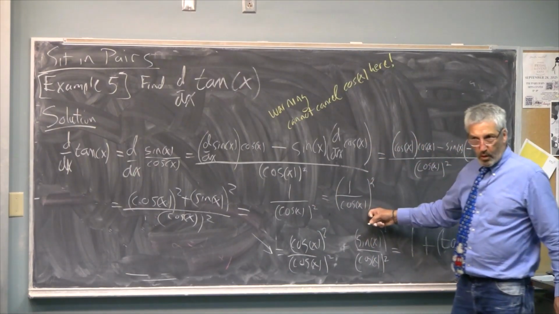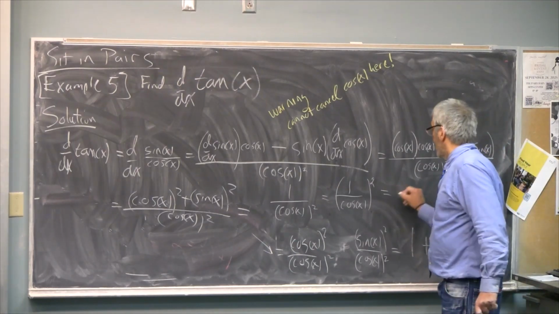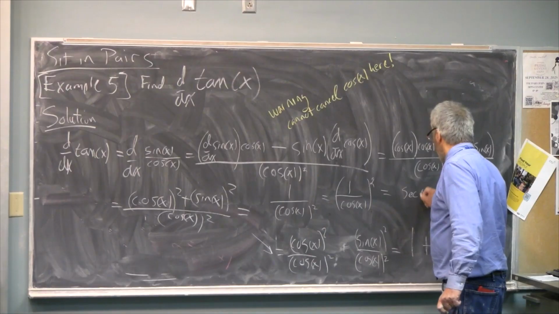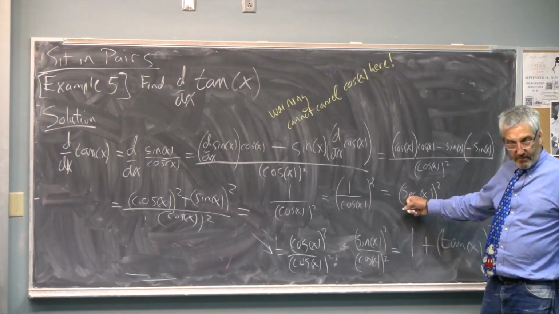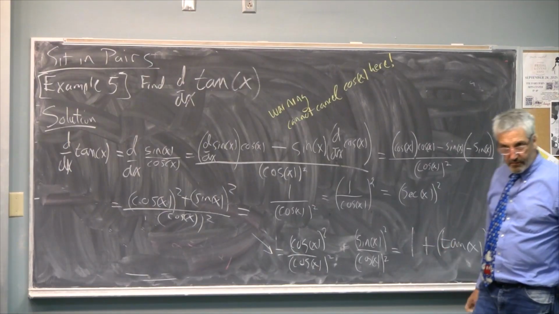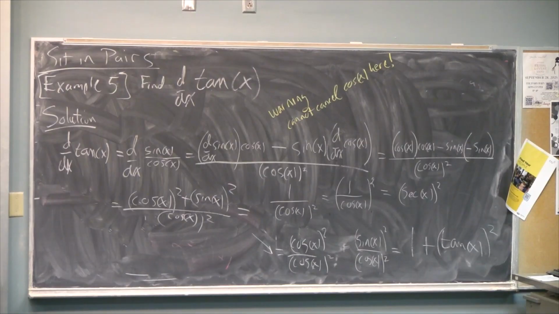What's another name for 1 over cos x? Secant. So this is secant of x quantity squared. That's an identity. Secant of x squared is 1 plus tangent of x squared. So in your book now, you've got a whole bunch of new derivative rules enabled by the quotient rule and product rule involving trig functions. You can look up those in the list.